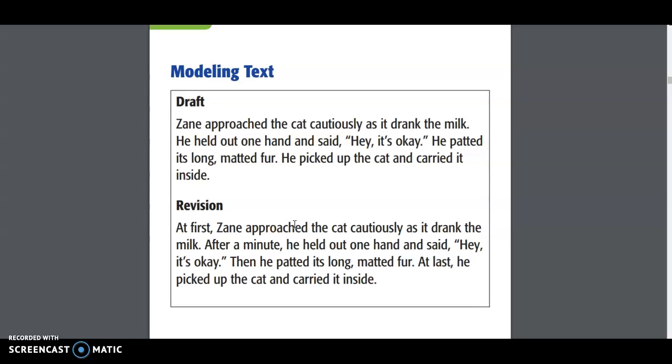All right, well, if you need anything, just email me, but this is all you're doing for writing today: adding in those signal words to your events.